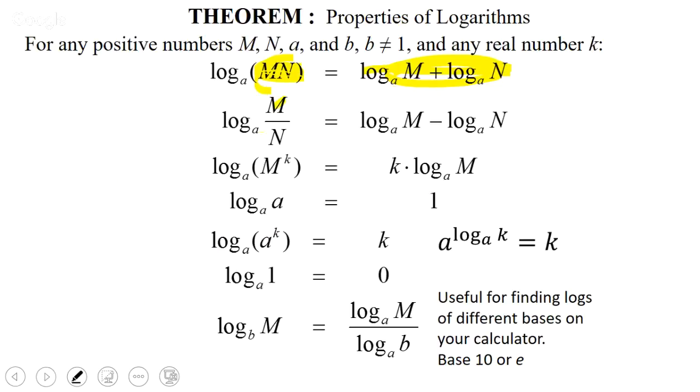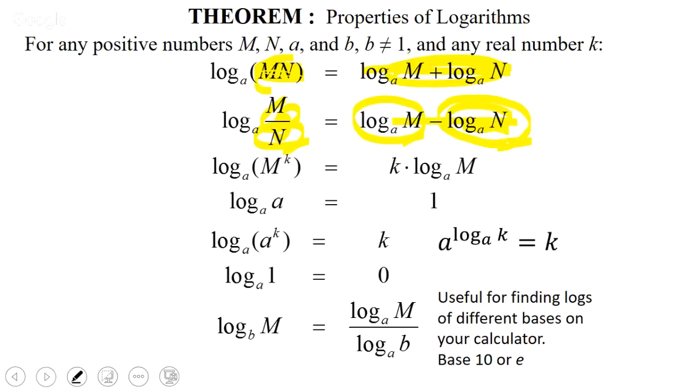Same thing with division. When I divide, I subtract. Now notice that I have n in the bottom. So when I subtract, n has to be the one being subtracted. Okay, m's on top, so m is positive, n is on the bottom, so n is negative.